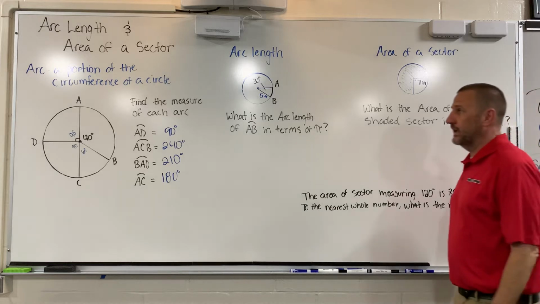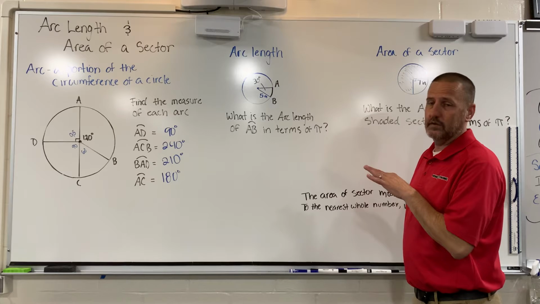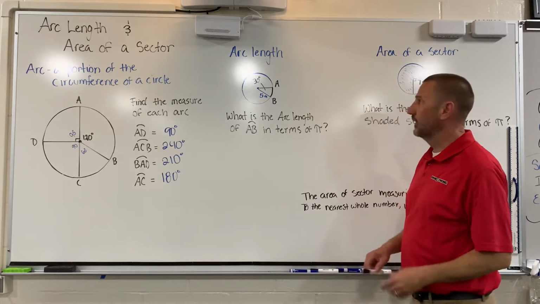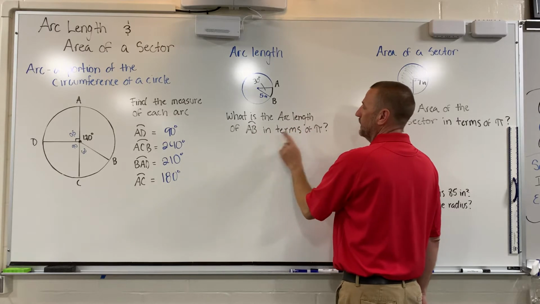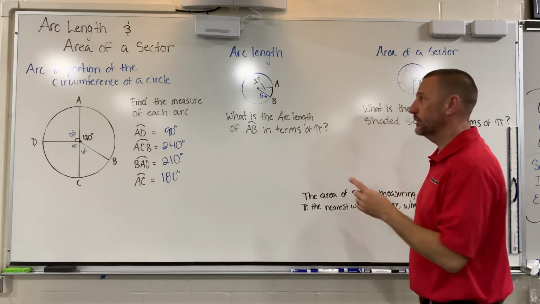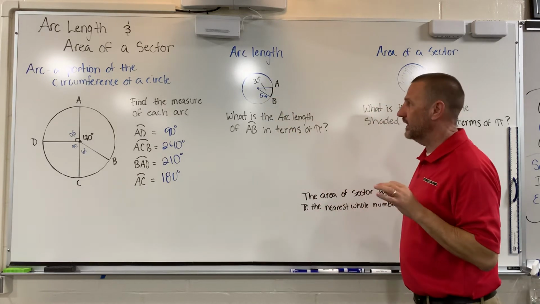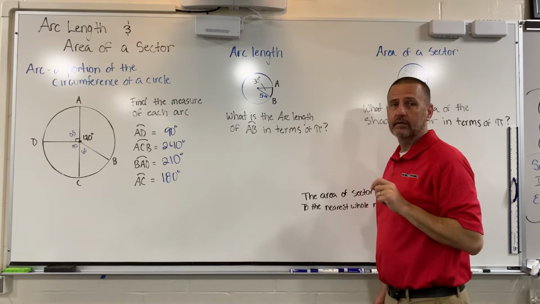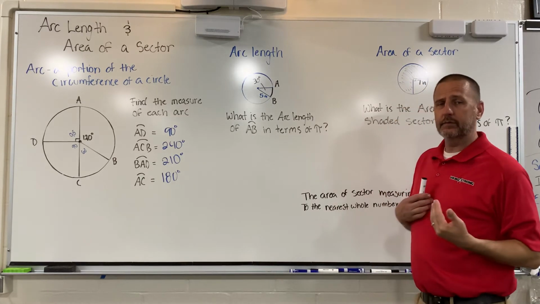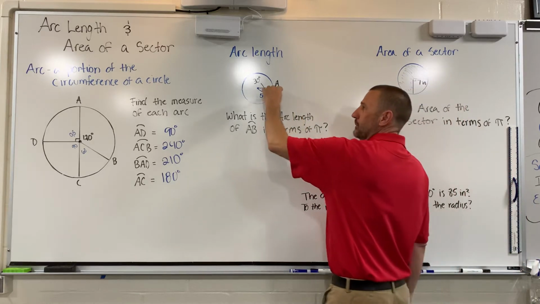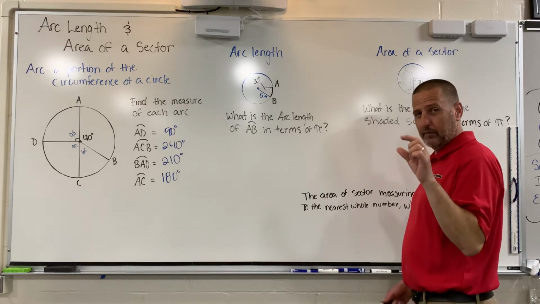What we're going to be doing today is taking that thing called an arc and working with this circle. According to this, it wants me to find the arc length of AB in terms of pi. So I'm asking you for the exact distance from A to B, the exact number of feet from A to B. Circumference was a measure to go all the way around a circle, but I don't want to do that. I only want just this tiny little portion.